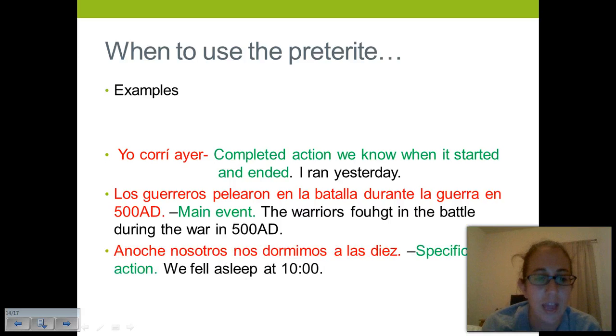Alright, and then finally, anoche nosotros nos dormimos a las 10. So that's a specific action. We fell asleep at 10. So that tells us exactly what time we fell asleep.